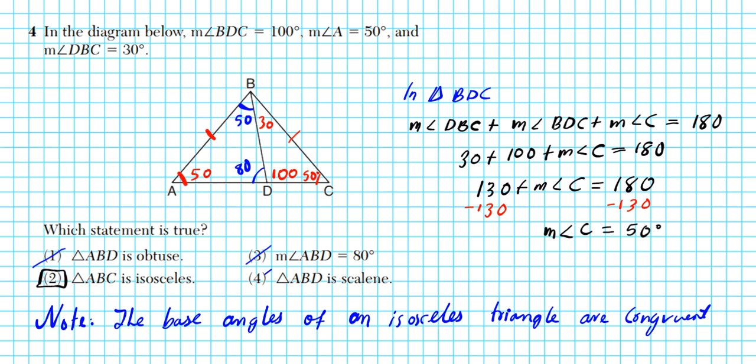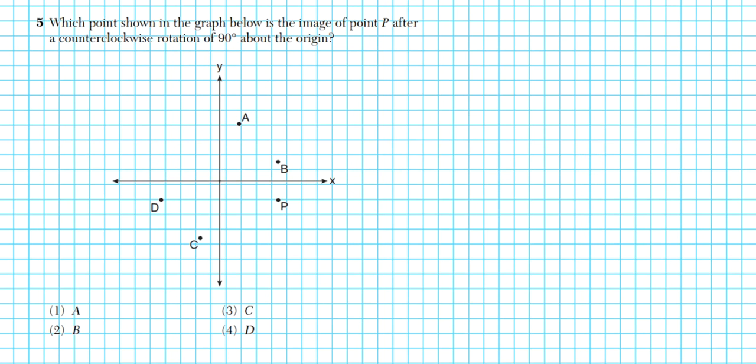So we can clearly see that option number 4 is wrong because this is not a scaling triangle. It is isosceles, just the same reason as number 2's ABC is isosceles, because you have two base angles that are congruent. All right, let's take a look at question number 5.